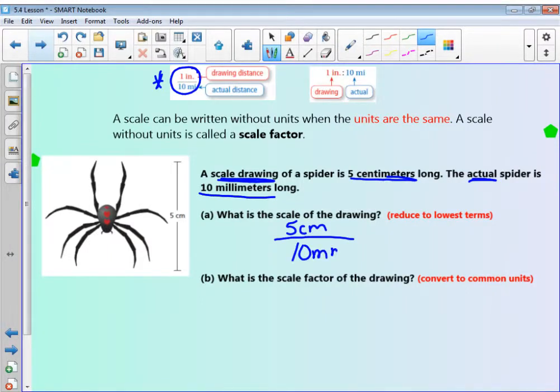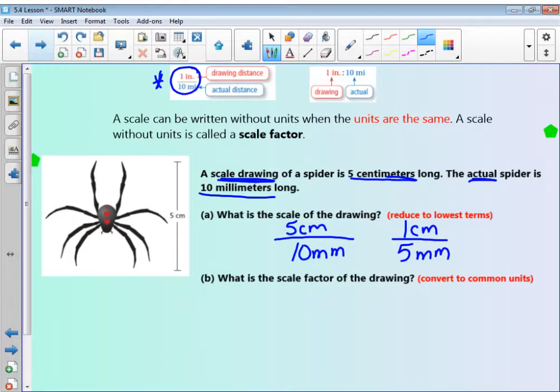10 millimeters. Okay, so now we want to reduce this down to lowest terms. So we're still going to keep the same labels, but we're going to reduce the numbers down to lowest terms. So 5 would go into both of those numbers. So now that becomes 1 centimeter is the same as 5 millimeters actually. Now, to convert that to a scale factor, we have to convert those so that they have common units. So we can decide to either change them to centimeters or into millimeters. It really doesn't matter. I'll do both.